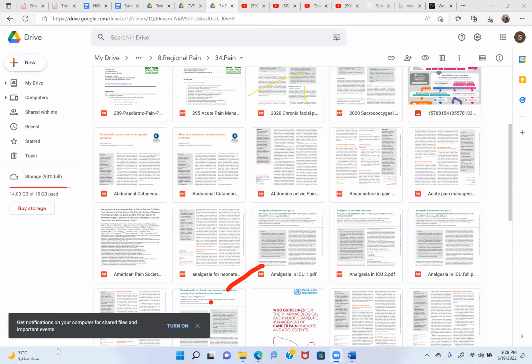Please also mention the name of the book. It's Oxford Handbook. It's the Oxford Handbook of Pain.